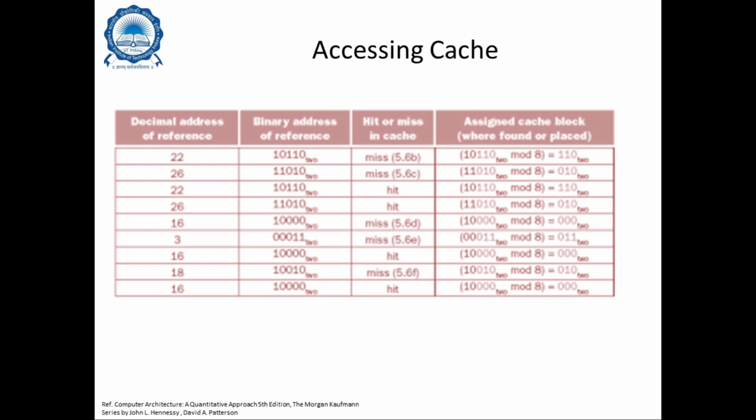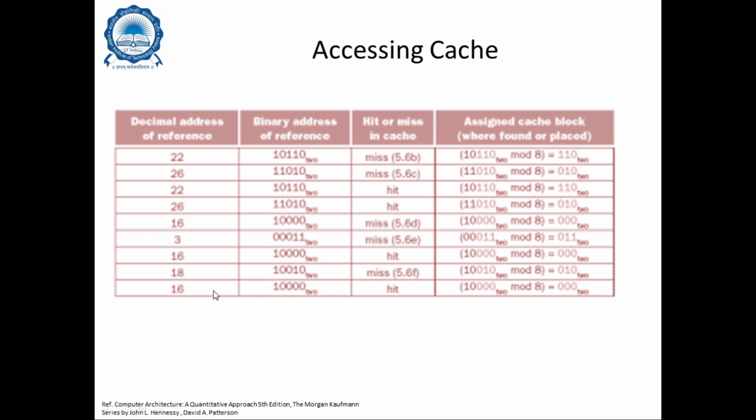18 is again a miss because 18 doesn't appear earlier, and the reference is 010. Now 010 was also referenced by decimal address 26. So 26 will now be replaced by 18, because 18 is the most recent reference. This follows the locality concept, where we replace the older memory address with the recently referenced one. So this is going to go into cache block 010.